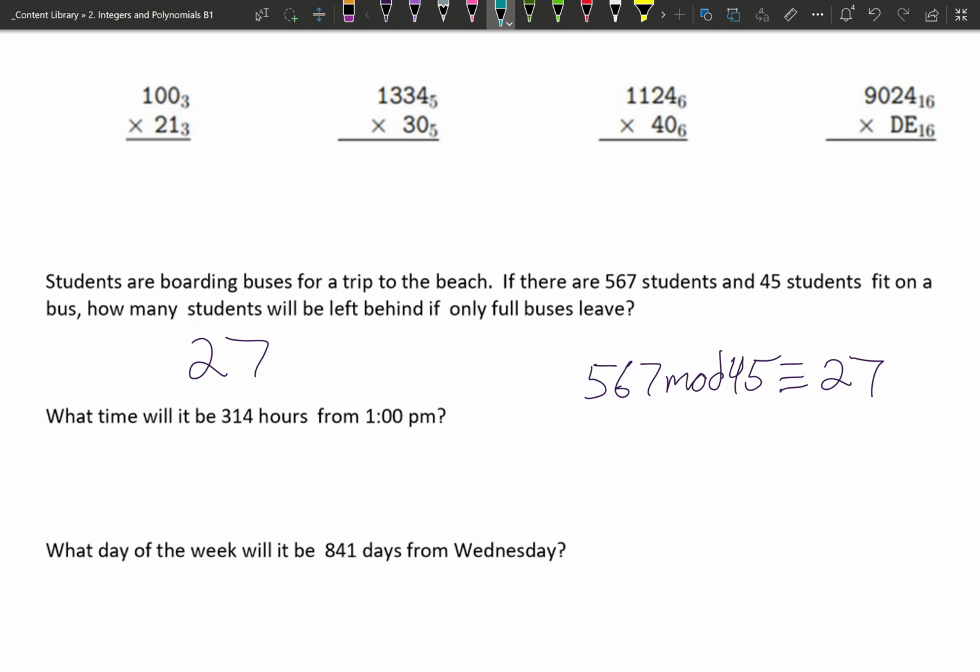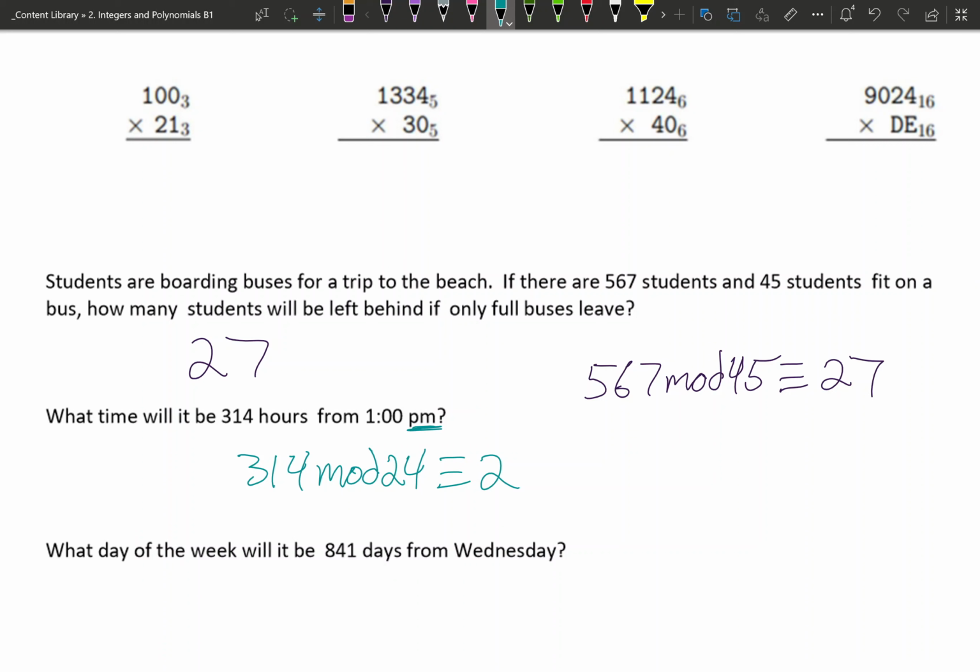What time will it be? 314 hours from 1 p.m. Since we are looking at 1 p.m. for time, we are going to do mod 24. So we have 314 hours. We're doing mod 24. So we can do the same thing. So 24 multiplied by 12 gives us 288. By 13 gives us 312. So our remainder here is going to be 2.